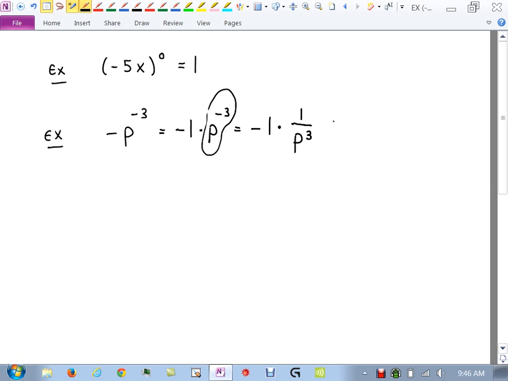All right, now one more thing. I'm going to multiply this. This negative 1 out here is really like a negative 1 over 1, isn't it? So multiply straight across. What do you get on top? Negative 1 over p to the third. That's it. So negative p to the negative 3 is the same as negative 1 over p cubed.